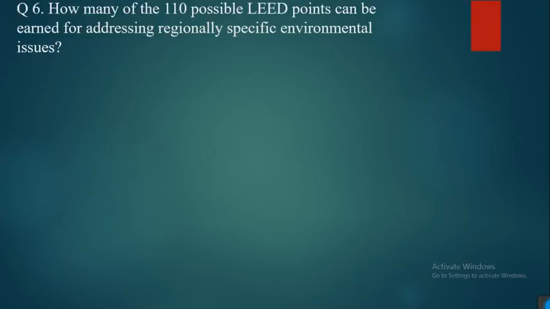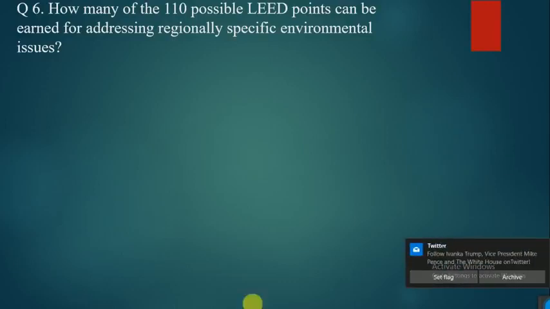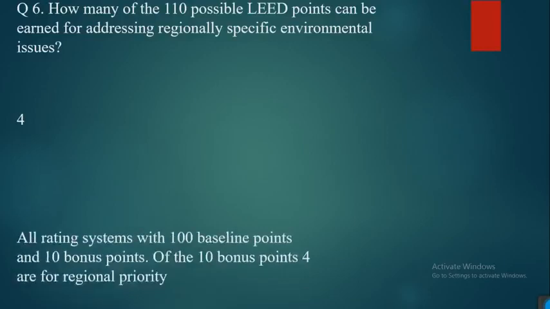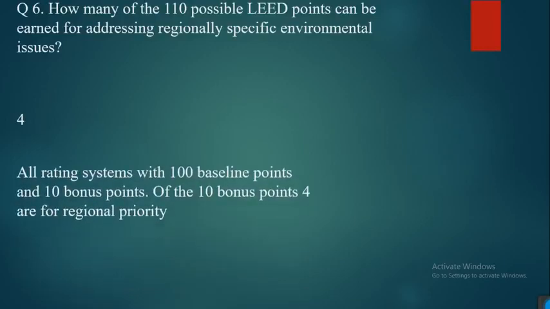Sixth question. How many of the 110 possible LEED points can be earned for addressing regionally specific environmental issues? Options are 4, 2, 1, 10. Answer is 4. It is all rating systems with 100 baseline points and 10 bonus points. Of the 10 bonus points, 4 are for regional priority.